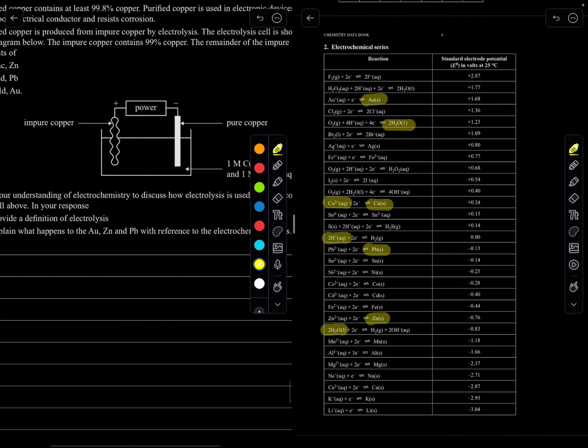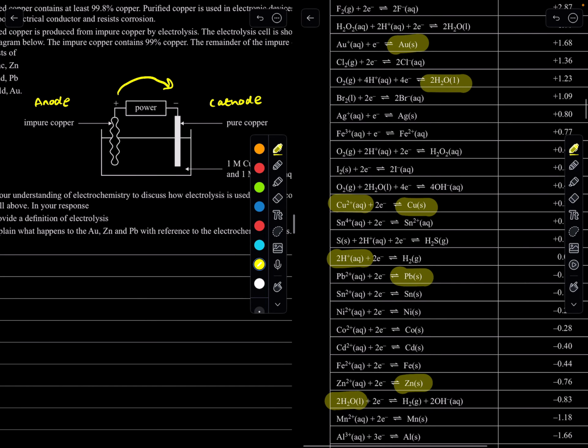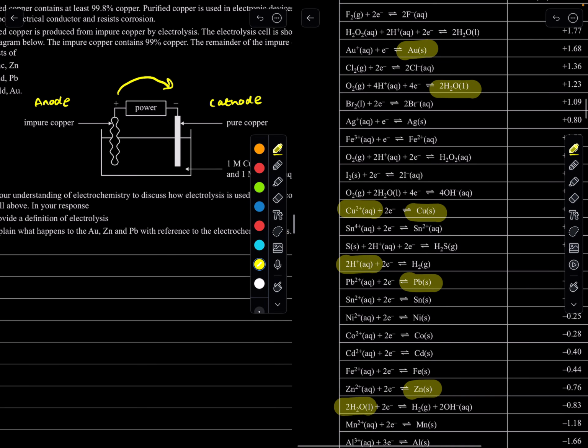Remember where the cathode is? The cathode is going to be here, and this is our anode. Easy? So basically what's going to happen, of course, electron flow goes through this one, positive, negative. Beautiful. So basically in the cathode, we're going to get copper solid, which is actually very, very good.